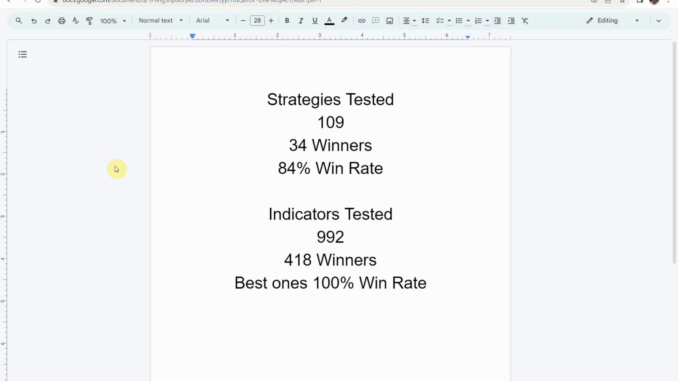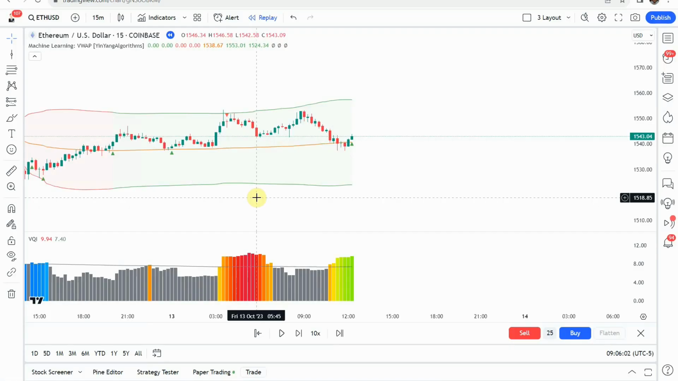We've also tested a total of 992 indicators, with 418 of them being winners. Now, keep in mind that we test most of these indicators and strategies on the Forex and crypto market, but they can be applied to just about any market and time frame universally. Okay, so today we are testing a 15-minute crypto scalping strategy.